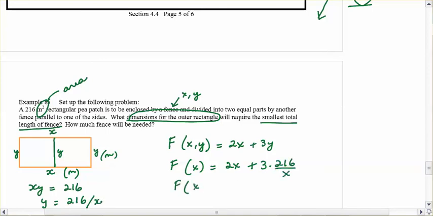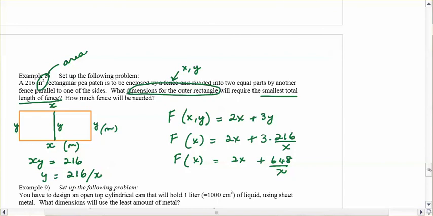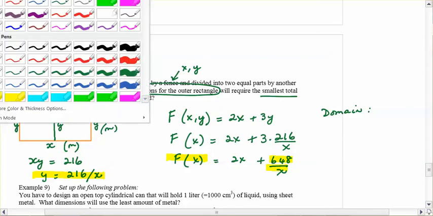So I get f of x is 2x plus 648 over x. All right. The next step, as usual, is the domain. And once again, you can see I cannot have x equal to 0. It will make both y and f of x undefined. It will make them infinite quantities. It's one thing having 0 for one of your quantities, but it is really a no-no to have it infinite. So let's go back.